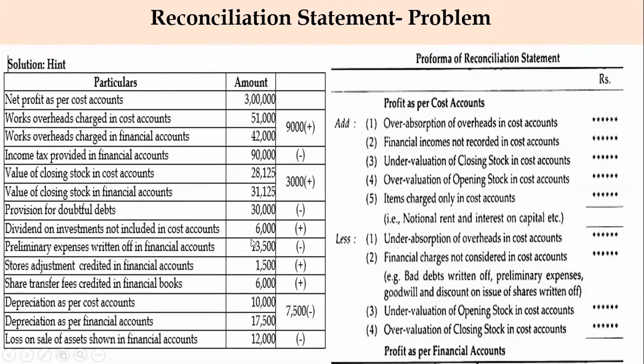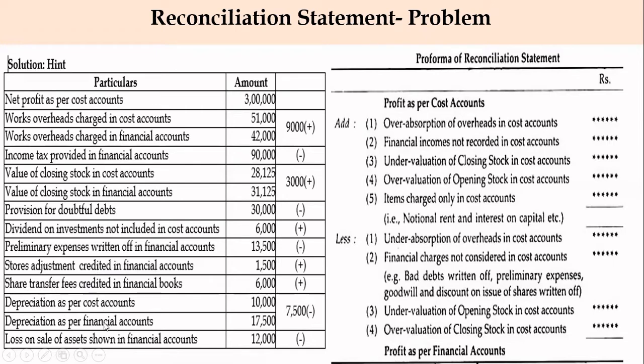Preliminary expenses, it is an expense, it should be deducted. Stores adjustment credited. Credited means it is a gain, it is an income, we should add it to the format. Share transfer fees credited. Credited means again it is an income, it should be added.